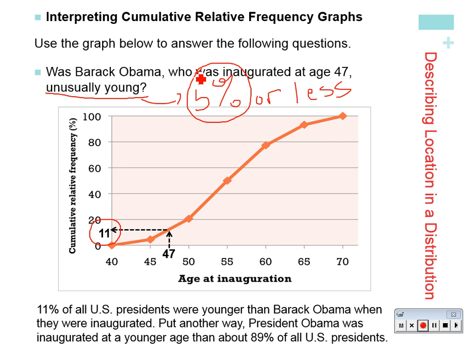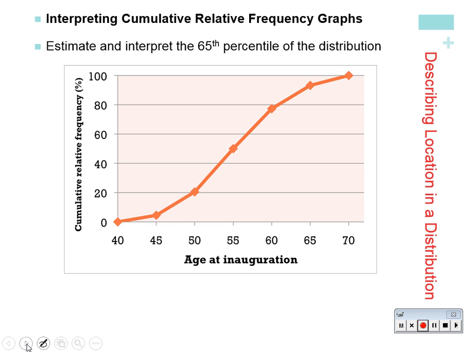We would, statistically speaking, say no, he's not unusually young. It's not a very common occurrence, but it's not uncommon enough for us to say that it's unusual. So another example that kind of goes with this, and the question says to estimate and interpret, big thing there, interpret, the 65th percentile of the distribution.